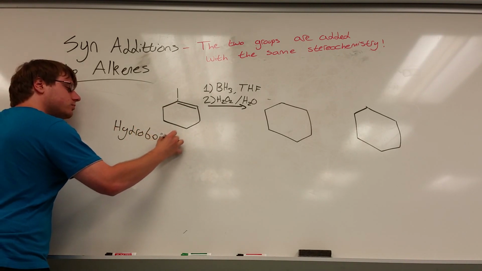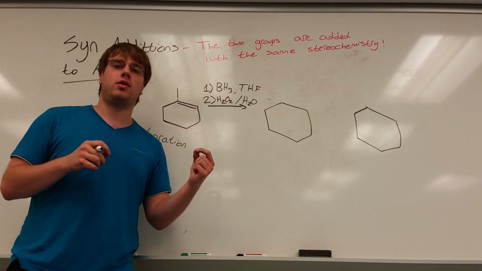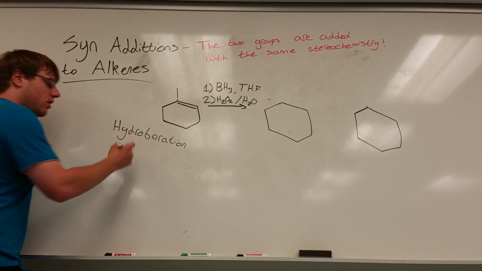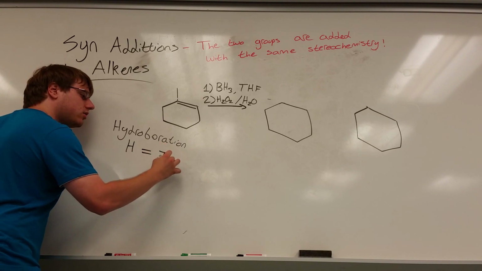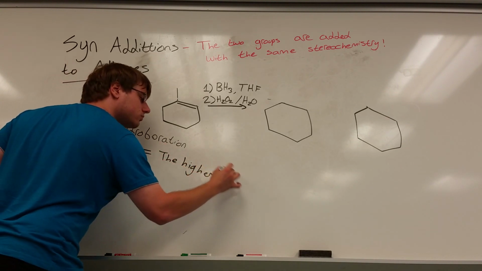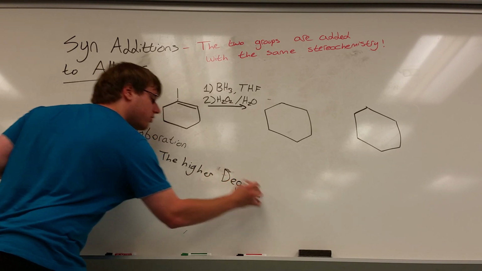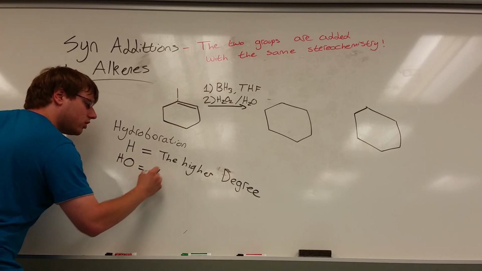So if you see BH3, we are doing a reaction called hydroboration. What this reaction does is it adds a hydrogen to one carbon and an OH to the other. And the rule is the hydrogen gets put on the higher degree carbon of the double bond, and the OH gets the lower degree.